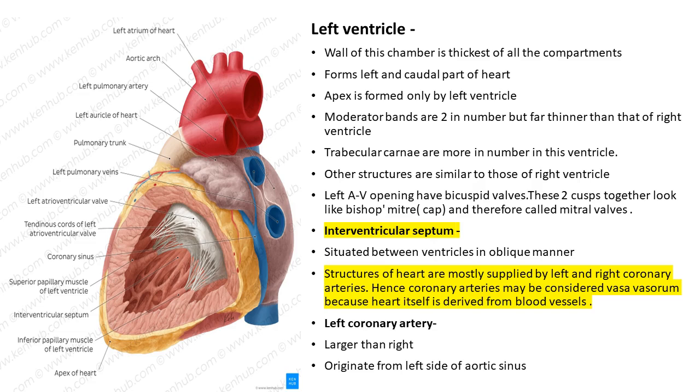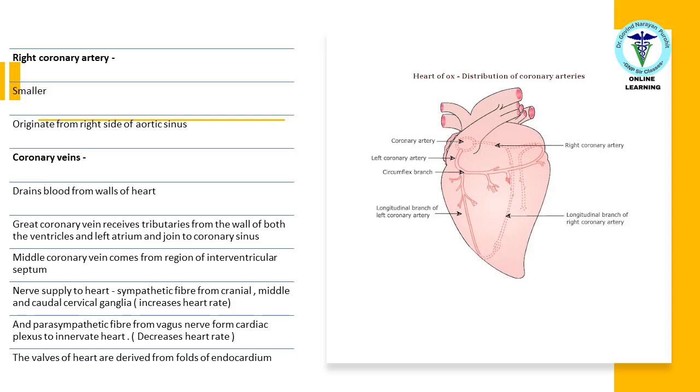The left ventricle has the thickest wall among all heart compartments. It features the interventricular septum and is supplied by the left and right coronary arteries. The trabecular structure is similar to the right ventricle, and it contains the left AV opening with bicuspid valves. The right coronary artery is smaller and originates from the right side of the aortic sinus.